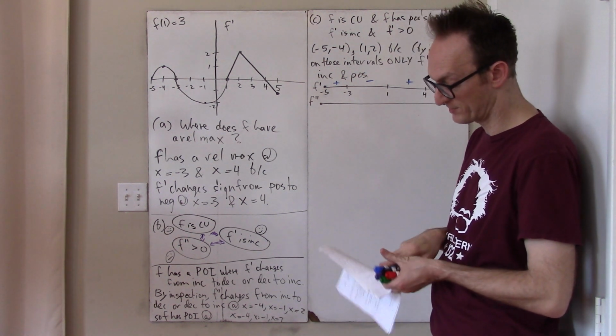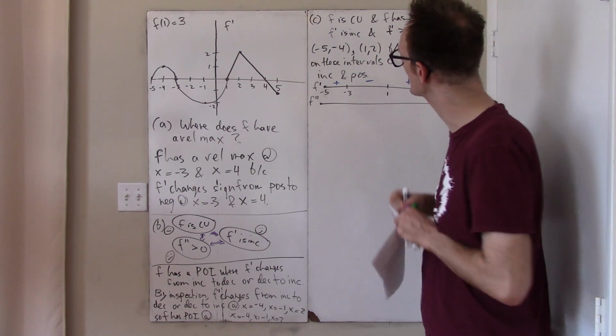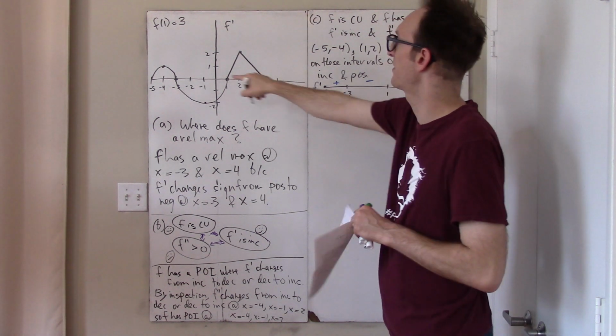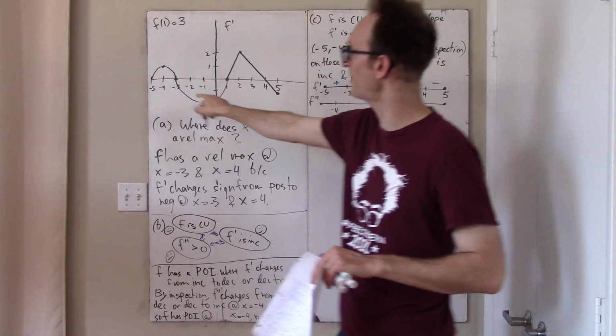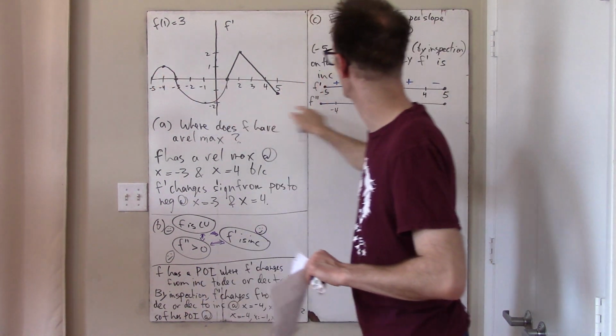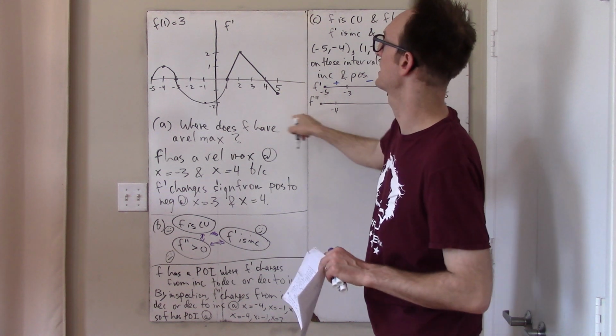F double prime requires some analysis. This is going to be the derivative of f prime. So you have to mentally take the derivative of this picture. Well, since f prime is increasing, the derivative will, well, let's see.